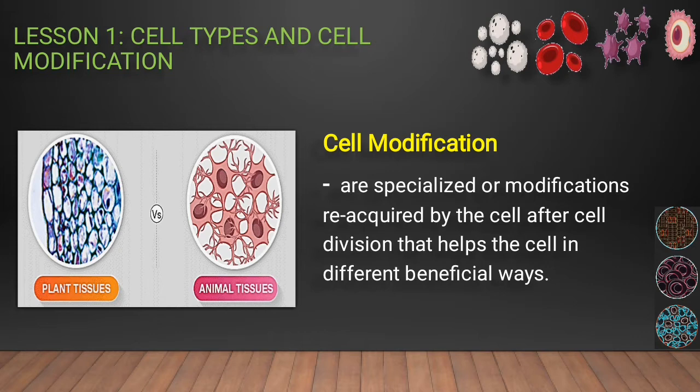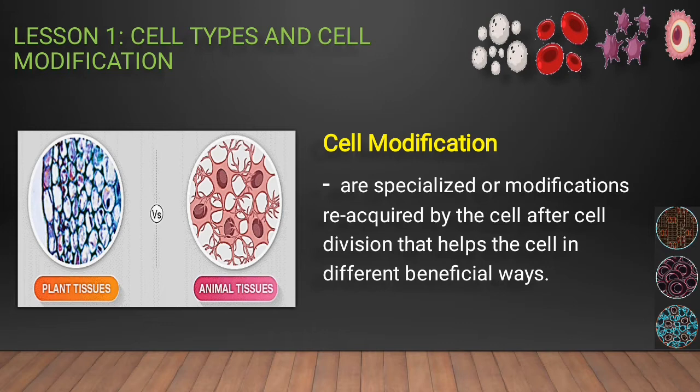Cell modification is also referred to as differentiation or specialization. It is actually a process that occurs after cell division where the newly formed cells are structurally modified so that they can perform their function efficiently and effectively.